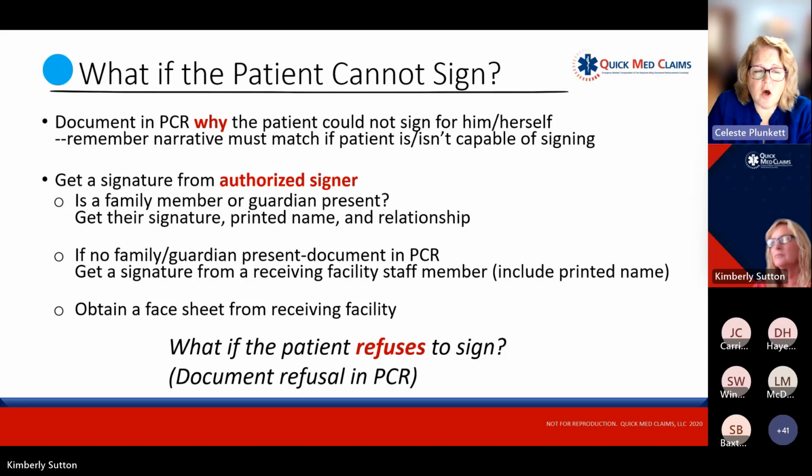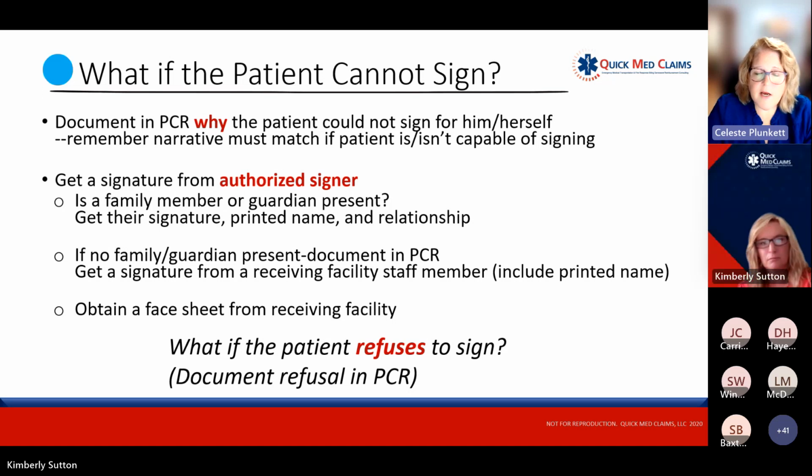Make sure if you're using the authorized signer or the Section 3 signature that you're printing the name and the relationship after the signature. If there's no family or guardian present, document that in the PCR and then get a signature from your receiving facility. Again, it doesn't have to be the person caring for them. It could just be someone at the facility. A lot of times when I used to work in the ER, I would sign as the charge nurse because the nurses were obviously busy taking care of the patient. So it doesn't have to be the primary caregiver signing. And then a lot of times we get face sheets.